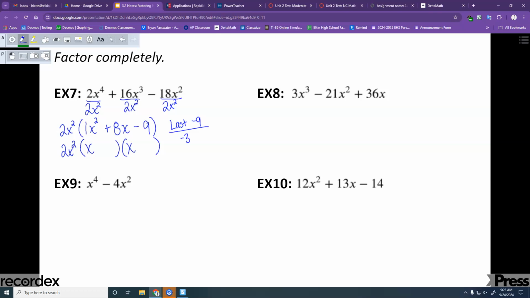Negative 3 and 3. What else? Negative 1 and 9. Or I could do positive 1, negative 9. Okay? Which ones of those is going to give me the positive 8? Negative 1, positive 9. That gives me positive 8 when I add them together. So I'm going to have minus 1 plus 9.